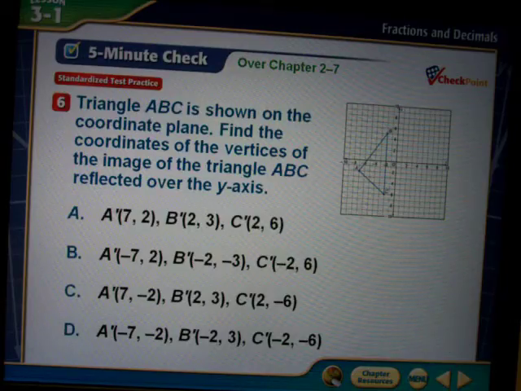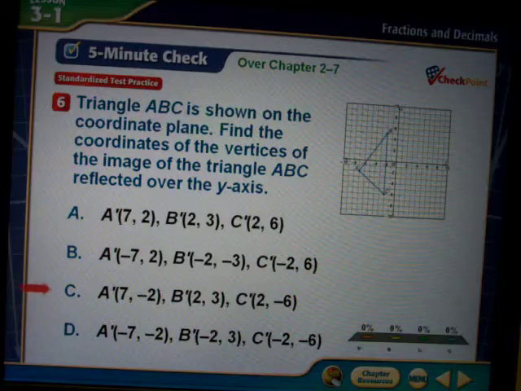So here's an example where we have a reflected image. Triangle ABC is shown on the coordinate plane. Find the coordinates of the vertices of the image of triangle ABC reflected over the y-axis. Remember when we have those reflected over the y-axis, we multiply the x-coordinates by negative 1. And remember, if you need to, you can pause the video too. And your answer is C.